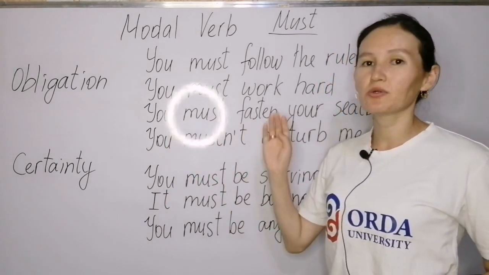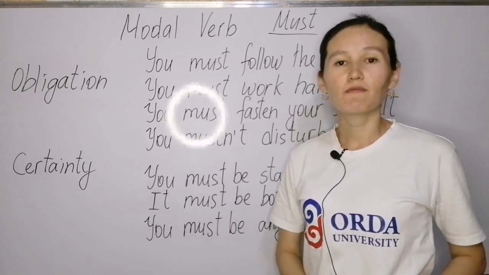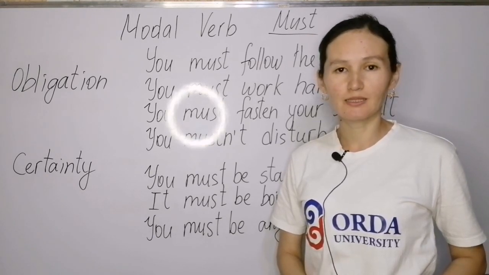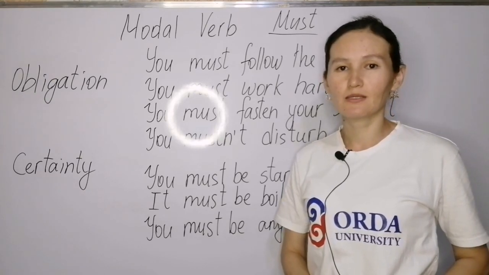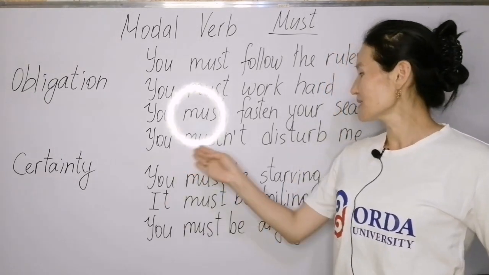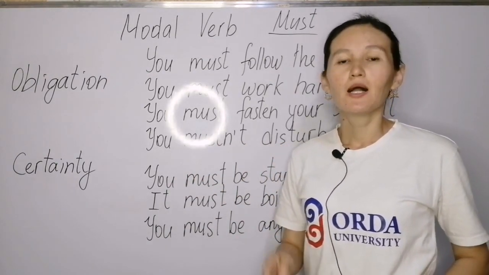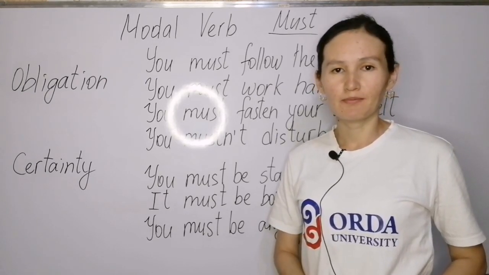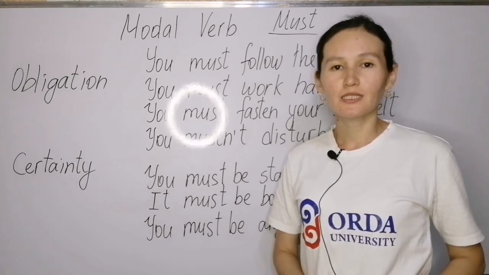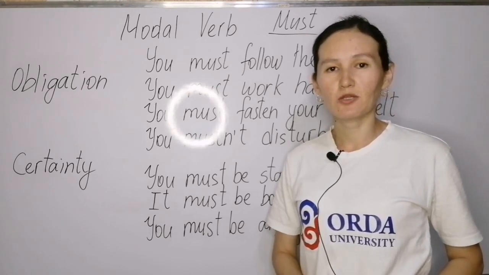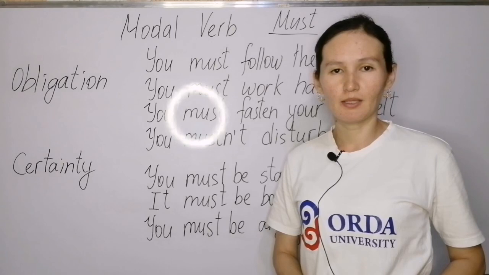You must fasten your seat belt. Must fasten. Must plus bare infinitive, fasten your seat belt. You mustn't disturb me, or you must not disturb me. So, how do we make the negative form? Actually, must plus not plus bare infinitive. You mustn't disturb me.